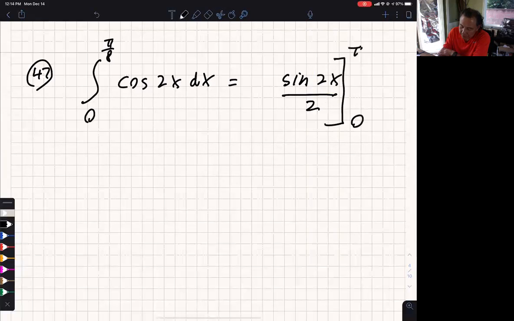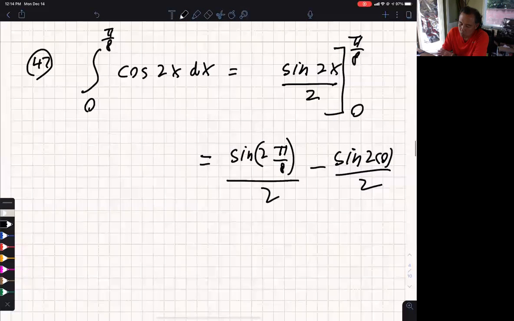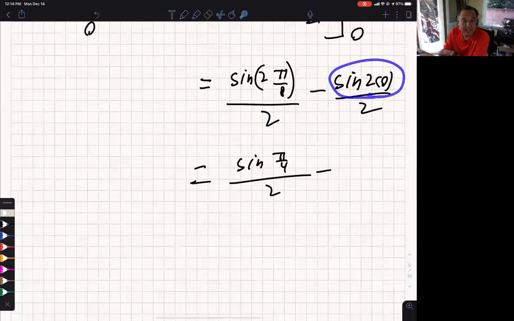And the fundamental theorem of calculus says you plug in the top number, you plug in the bottom number, and you subtract. So we're going to do that. We're going to go sine of 2 times pi over 8 over 2 minus sine of 2 times 0 over 2, which is sine of pi over 4 over 2. Now, sine of 0 is 0. So that's just going to be 0.